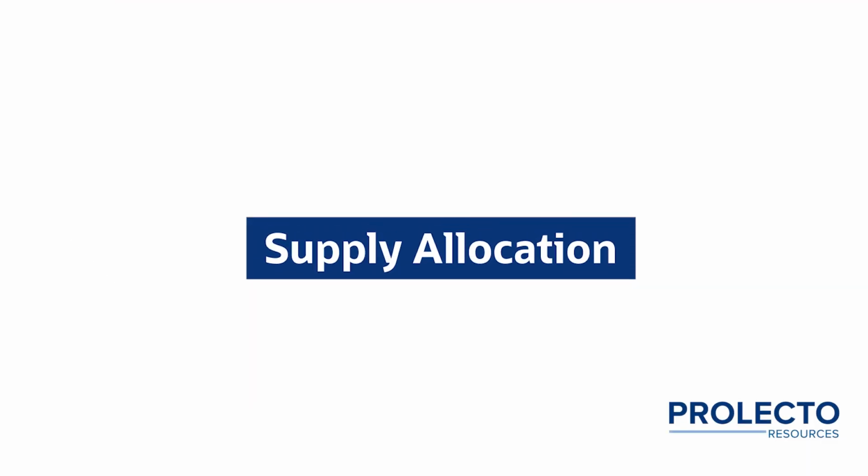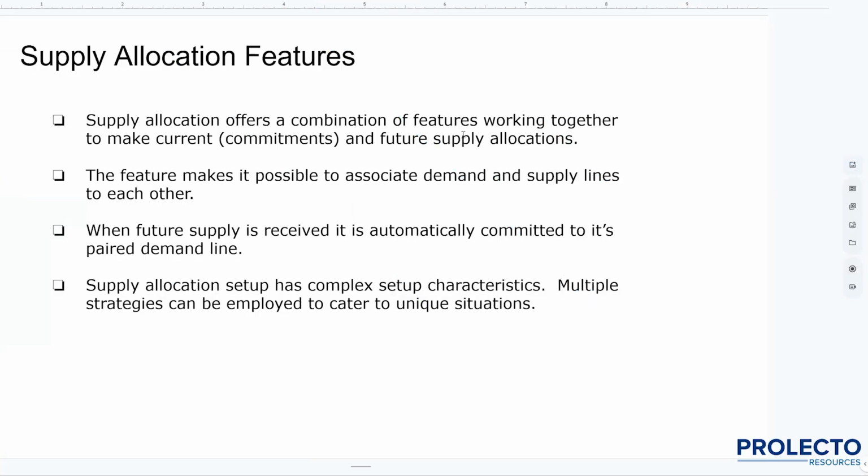So supply allocation takes you to the next level, and it gives you a lot more things. It's really this combination of features working together that makes current commitments and future supply allocations. So it's doing both of this work for us now. Okay, that's how it works.